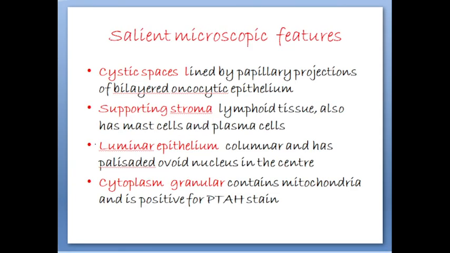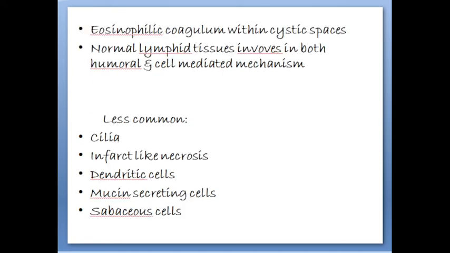So to summarize, the salient microscopic features are cystic spaces, with supporting stroma composed of lymphoid tissue. There is bilayered luminal epithelium, and the cytoplasm is granular, contains mitochondria, and is positive for PTAH stain, that is phosphotungstic acid hematoxylin stain. As I already told you, there is eosinophilic coagulum, and the lymphoid tissue is normal, involving both humoral and cell mediated mechanisms.